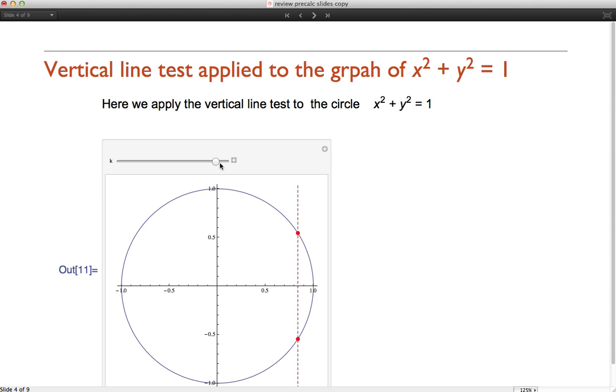But you see here for x equals 0.5, then the vertical line x equals 0.5 cuts the graph twice, so most certainly this is not the graph of a function.